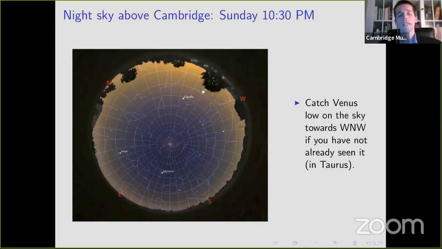Tonight, the sky above Cambridge is a little uneventful. One may catch Venus in the sky towards the west, northwest. So we have north, west here, west, northwest. Here's Venus. If you have not seen it already, it is in Taurus at the moment. Recall that Taurus is near Orion and Gemini.